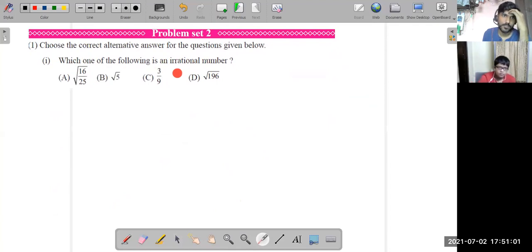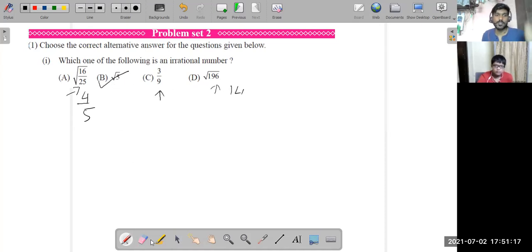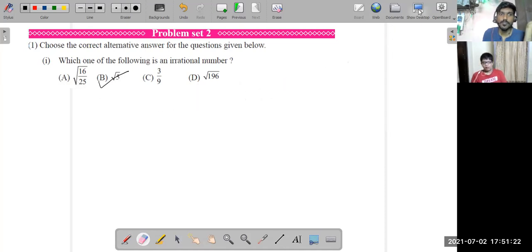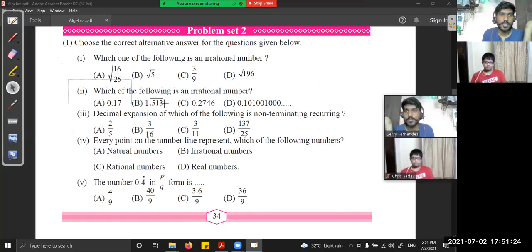Root 5. Yes, correct. Because if you take the square root of this one, it will be 4 upon 5, so it is rational. This is already rational. And this, if you take the square root, it becomes 14. So only this remained. So B is the answer. Second one.